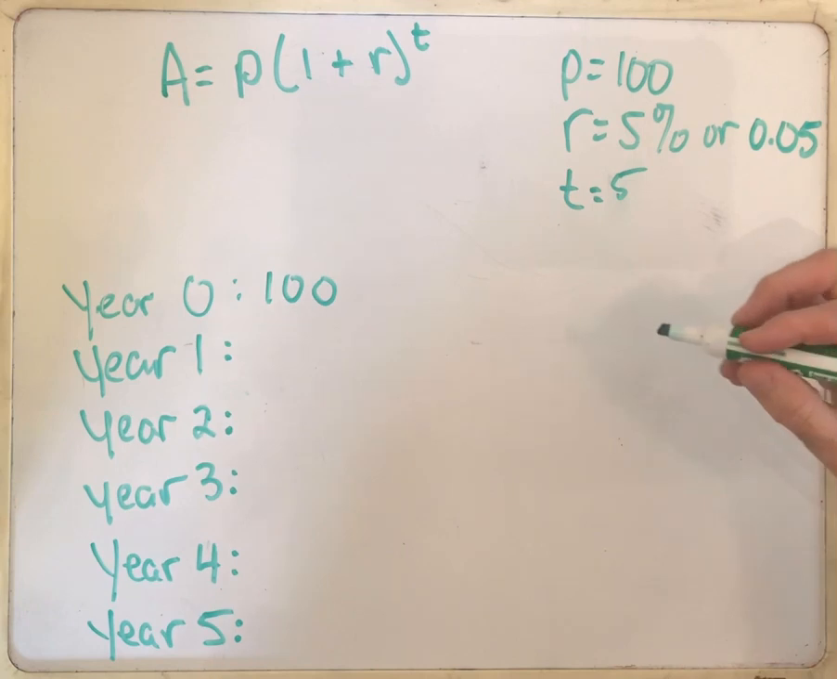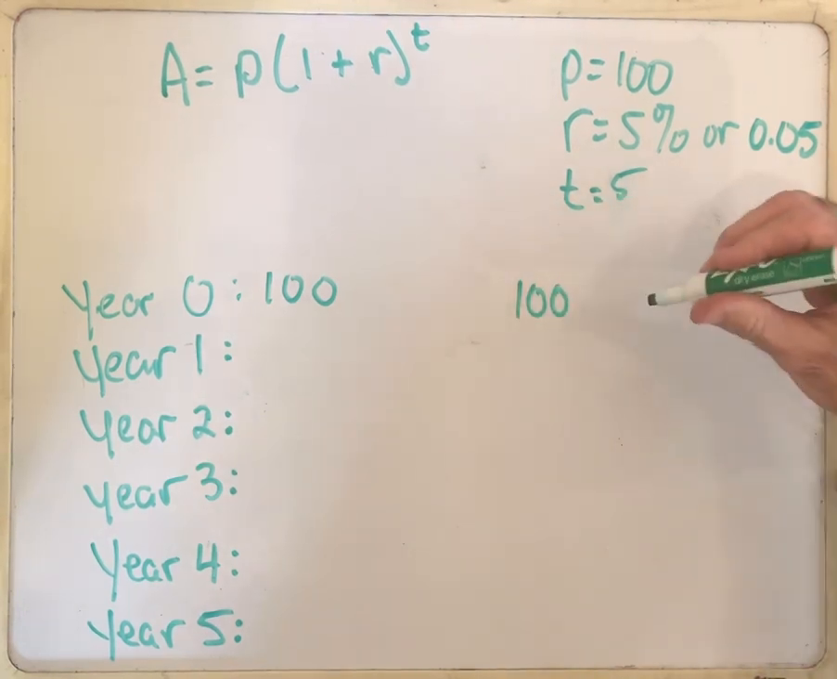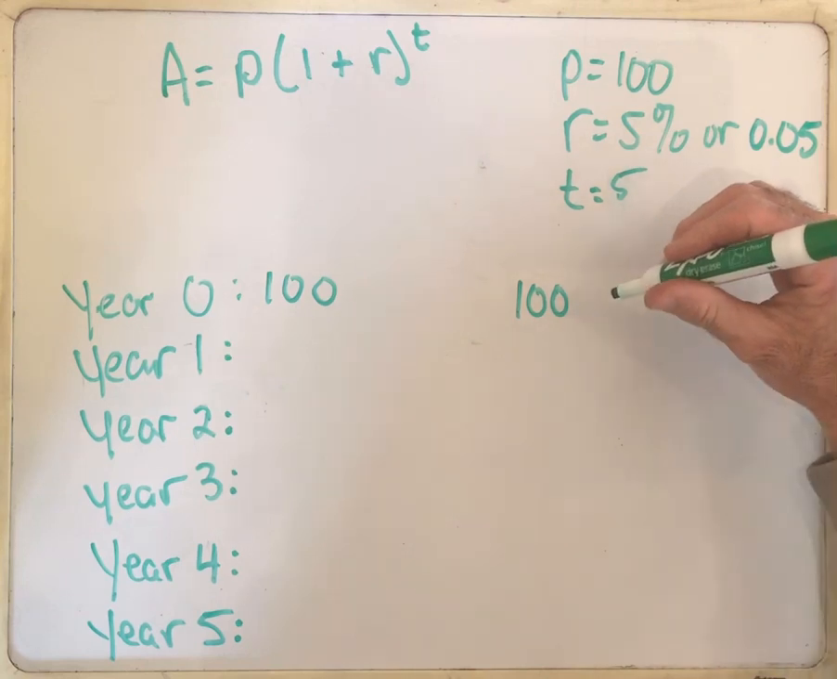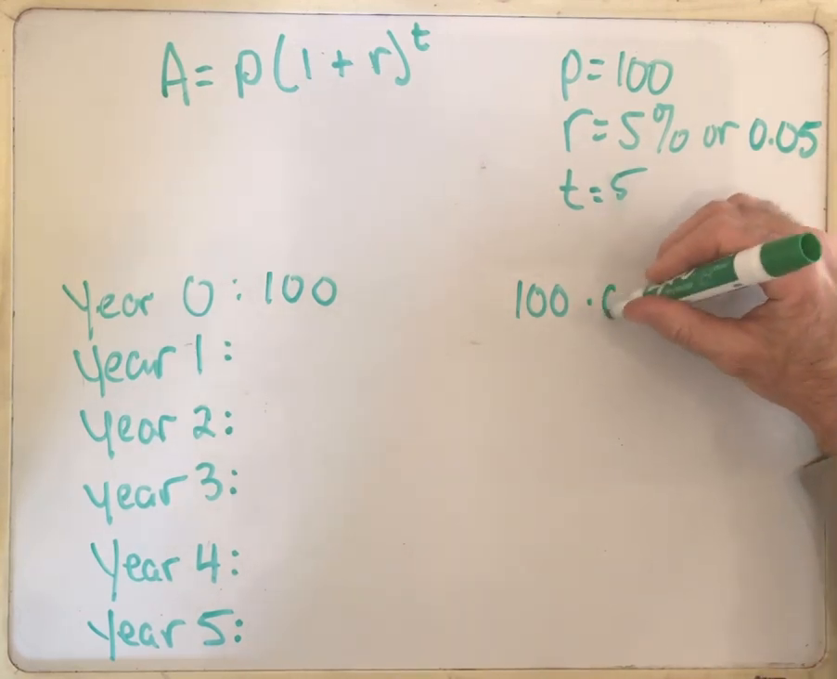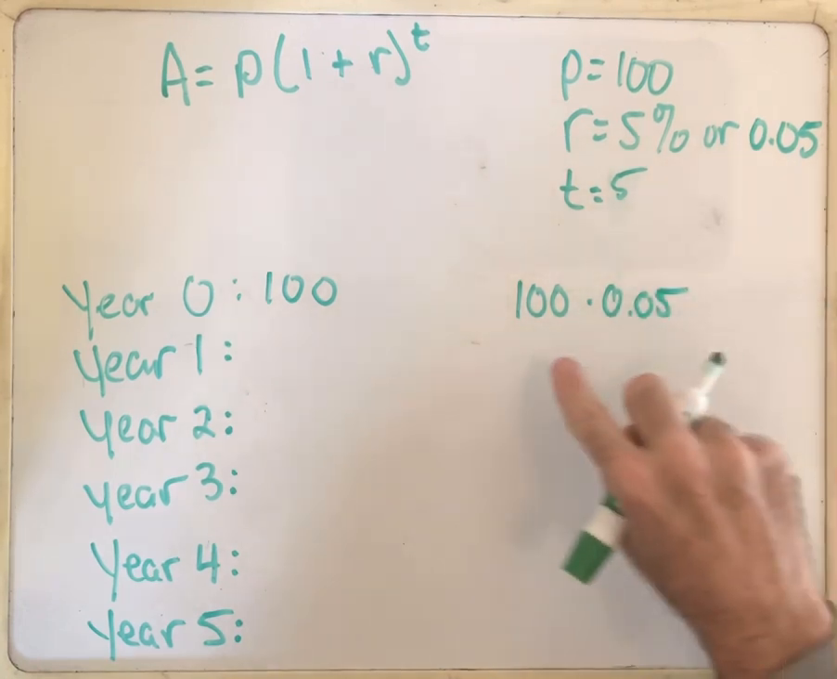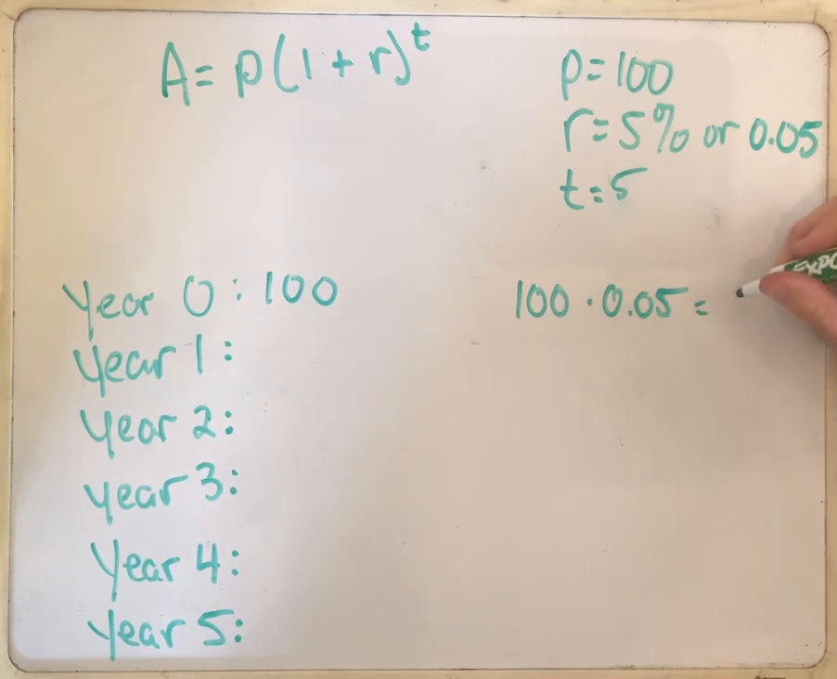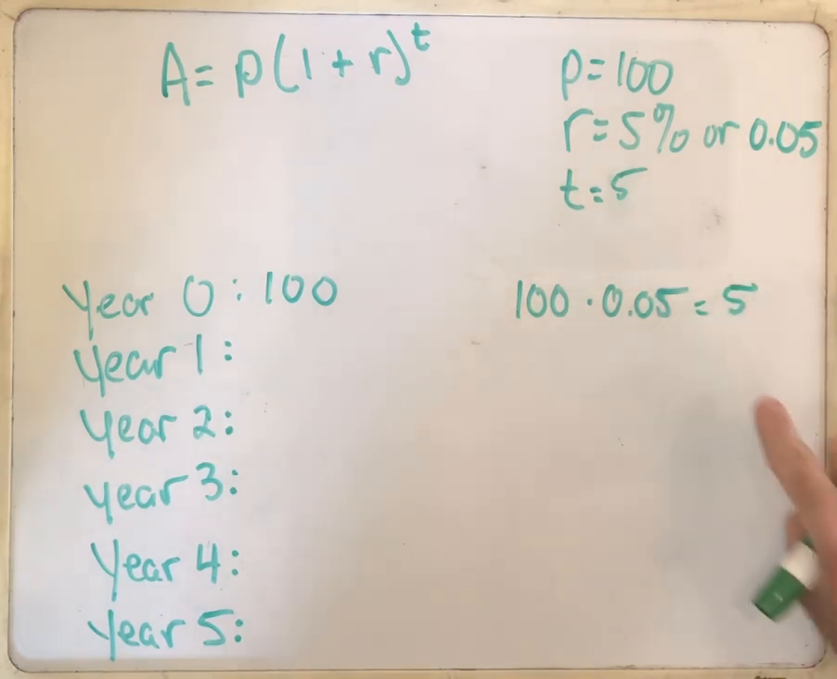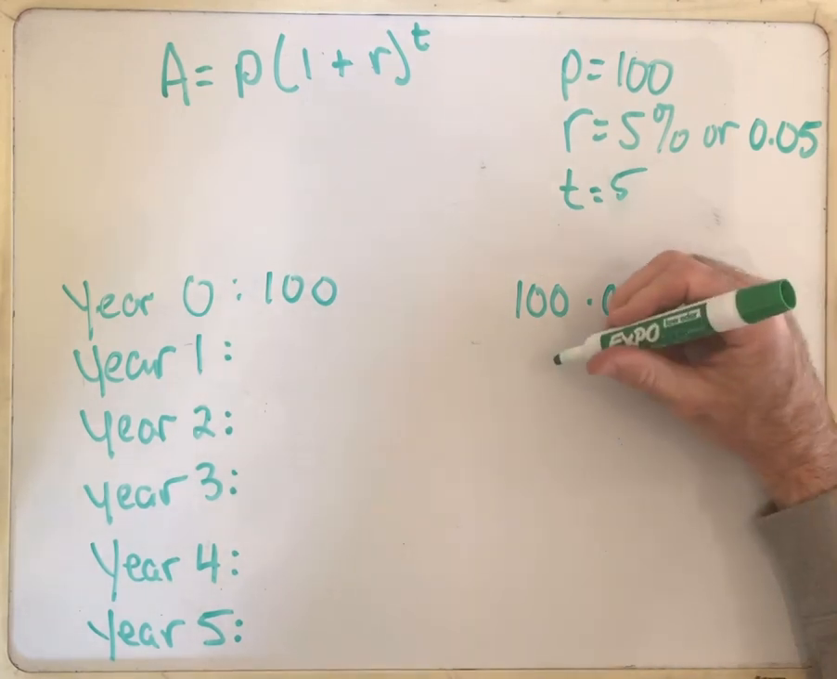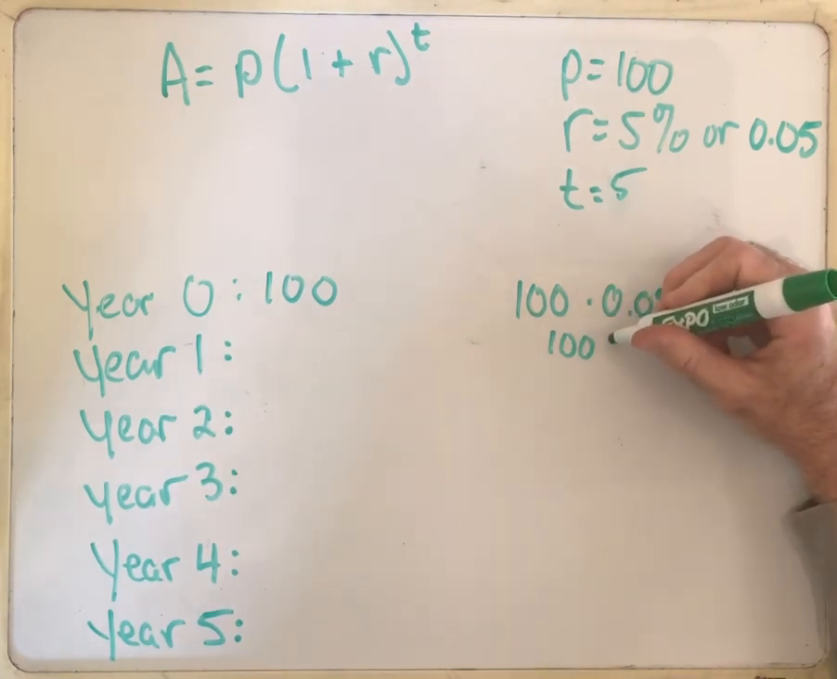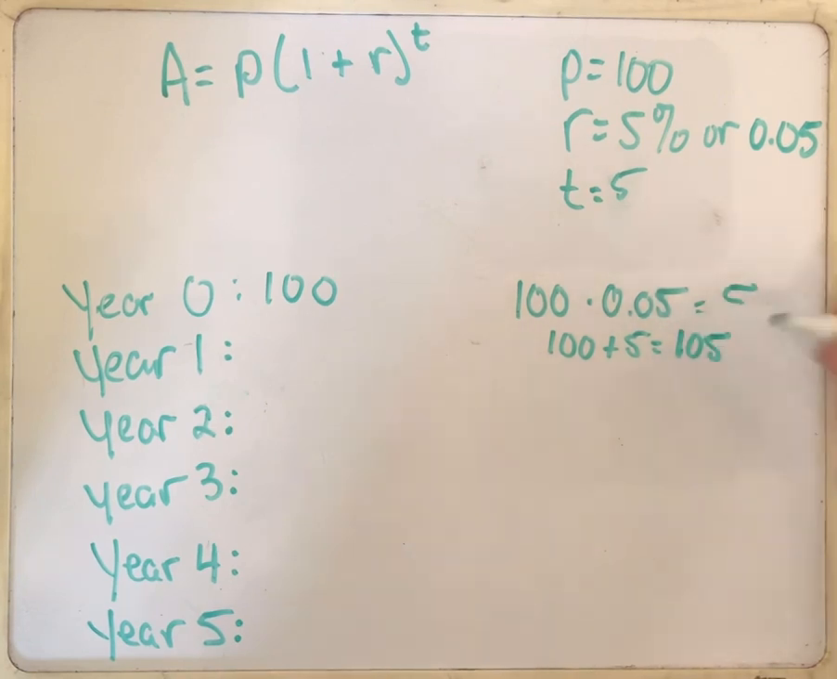Okay, so after the first year, we're going to take our $100, and this is how growth works just in general. Okay, we're going to increase that by 5%. So we're going to multiply 100 times 5%, or by 0.05, and that's going to give us $5. So we're going to get $5 off of our 100. Then we have to add that back to our 100, and that gives us $105.